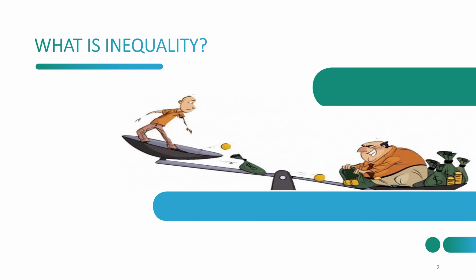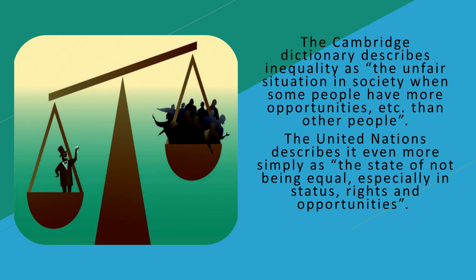So first let us see what is inequality. The Cambridge Dictionary describes inequality as the unfair situation in society when some people have more opportunities than other people. The United Nations describes it even more simply as the state of not being equal, especially in status, rights, and opportunity. It is the huge gap between the super rich and the rest of the world's population.